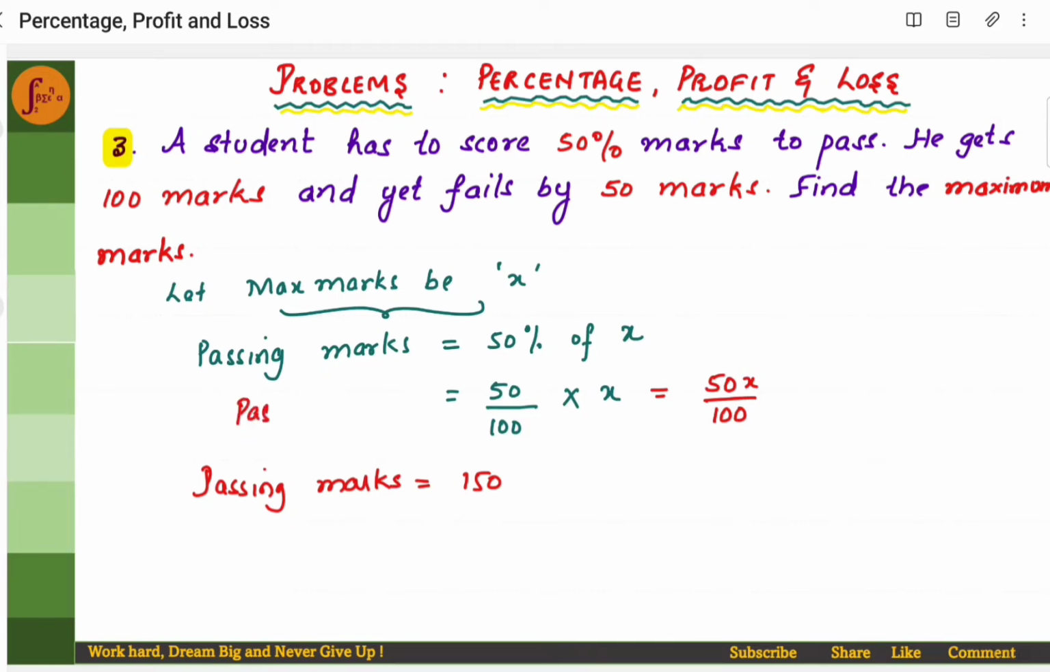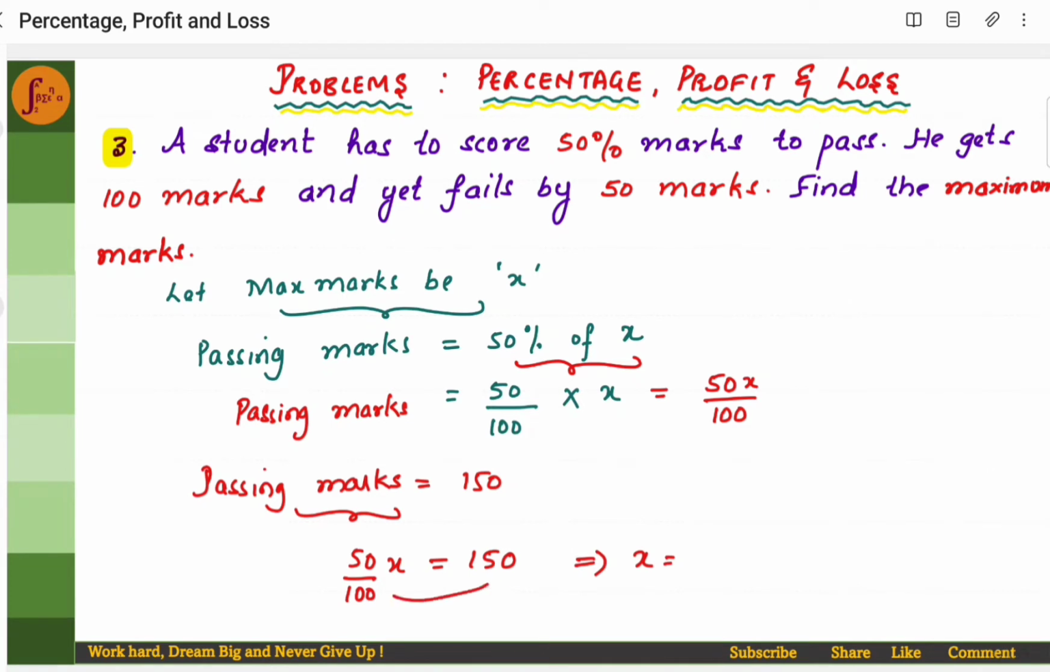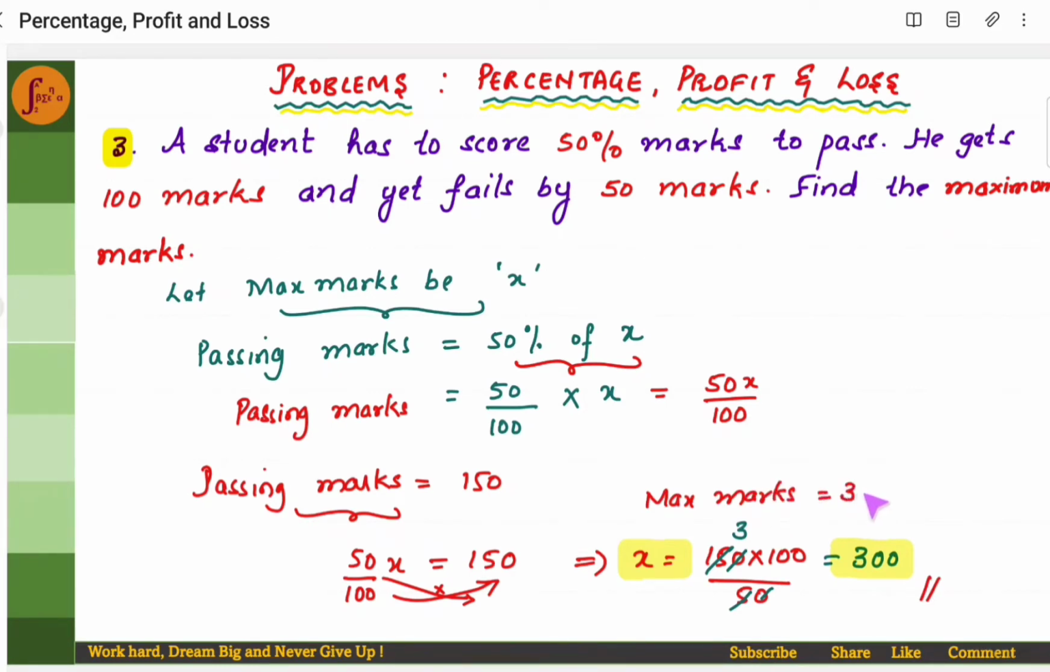Here also we have passing marks. This is in terms of percentage, and this is the actual marks. Both should be equal, which means that 50% of x should be equal to 150, which means x is equal to, I shift this here, so it will become 150 into 100, and shift 50 here, so it will be divided by 50. So I'll get 300. So x is equal to 300. That means max marks is equal to 300.